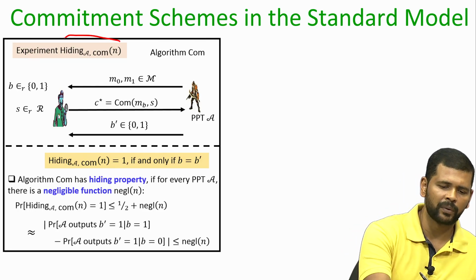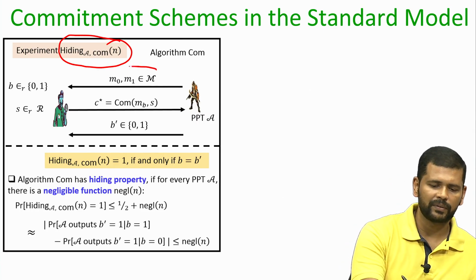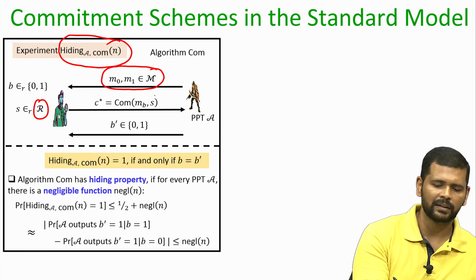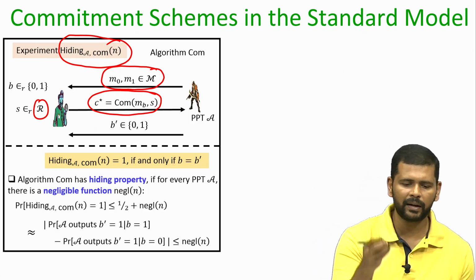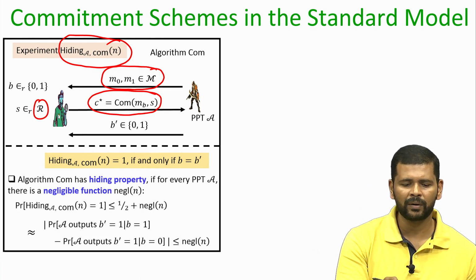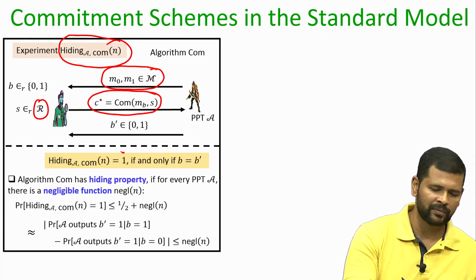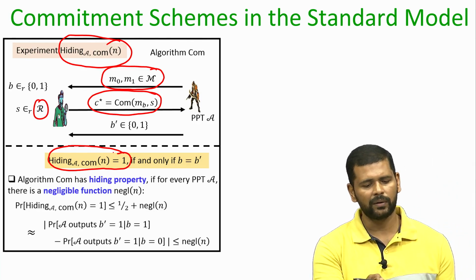So, the hiding property is modeled by the hiding experiment, where the adversary submits a pair of messages from the message space, and one of those messages is committed randomly by choosing some uniform randomness from the randomness space by the challenger, and the challenge commitment is C star, which could be either a commitment of M0 or a commitment of M1 with equal probability, and the challenge for the adversary is to identify whether it is seeing a commitment of M0 or whether it is seeing a commitment of M1. And we say that the output of the experiment is 1, or the adversary wins the experiment, if it can correctly identify whether it is seeing a commitment of M0 or M1.